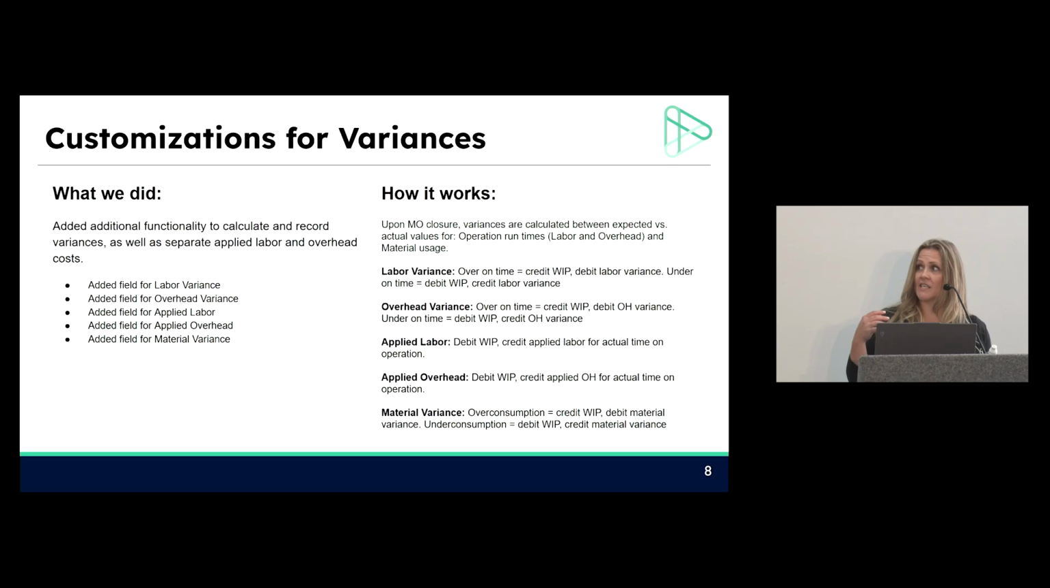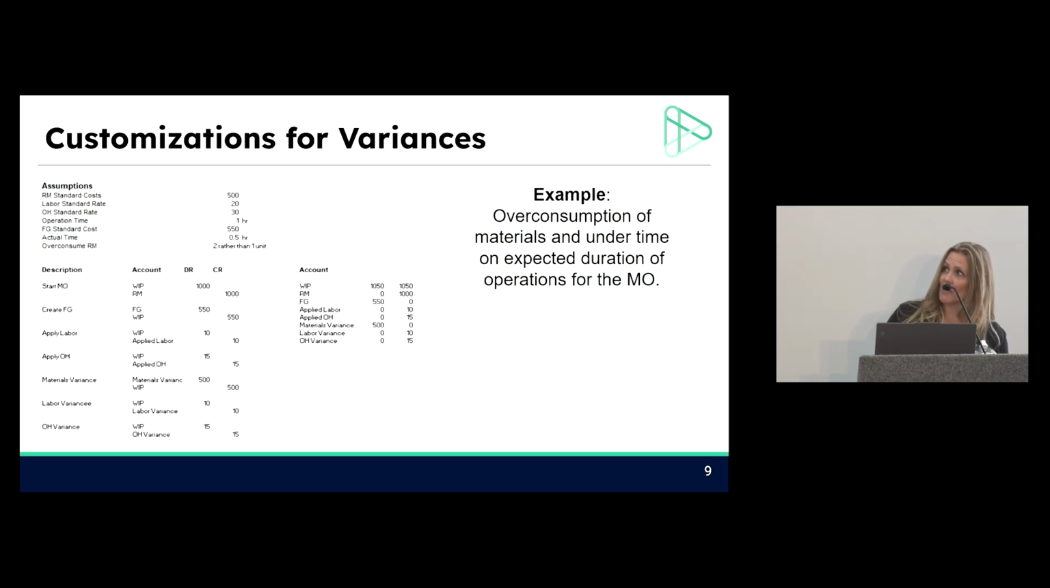Essentially what we did is we added fields for your labor variance, overhead, your applied labor, your applied overhead, and a material variance. And then what it does when you have those set is we're going to debit or credit WIP depending on if it's an overage or an under. And then we'll credit those variances or debit depending on the direction of that. And then this slide just shows you the T-chart and gives you an example of overconsumption of material and under time.